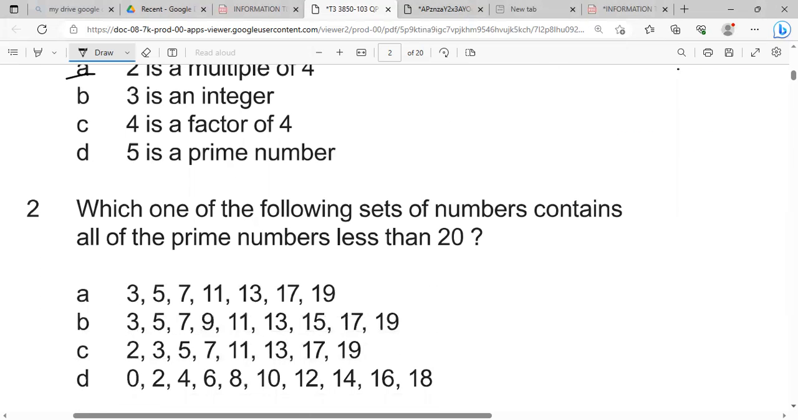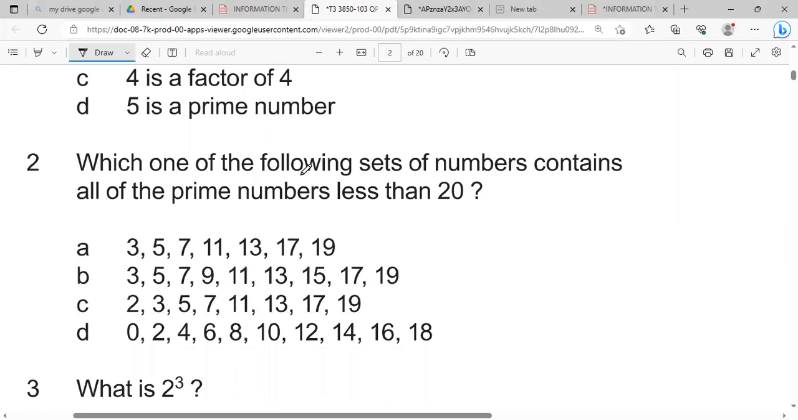Number 2, know which of the following set of numbers contains all of the prime numbers less than 20. All right, this does not include 2. This includes 9, so it has to be C. 2, 3, 5, 7, 11, 13, 17, and 19.